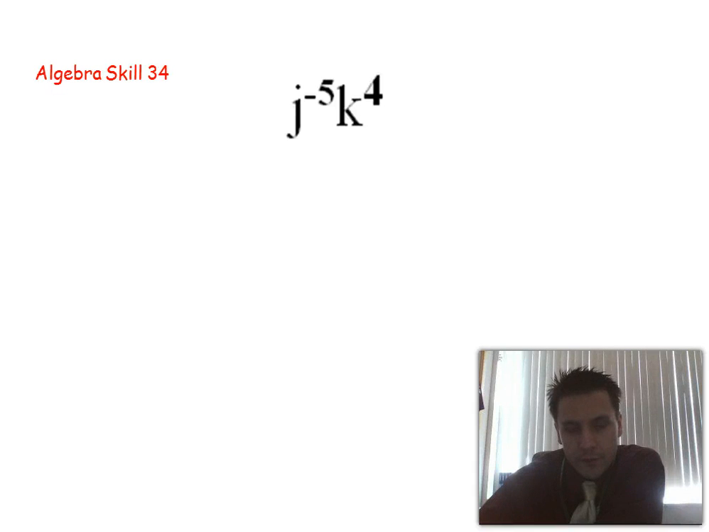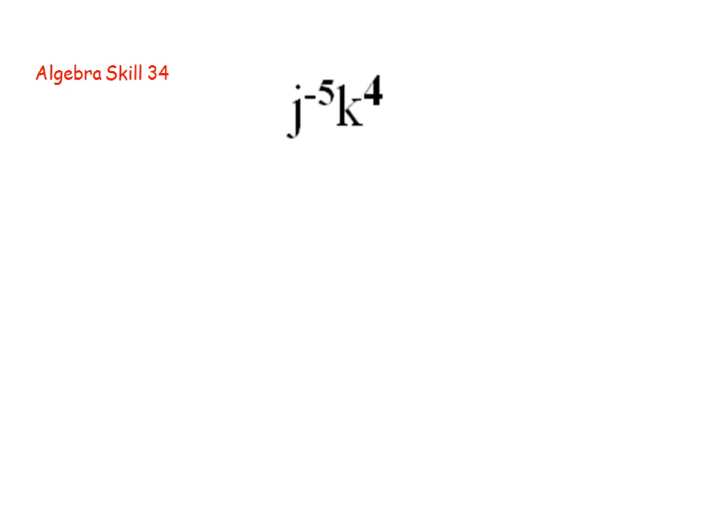All right, a couple more problems from your Chapter 8 practice test. Algebra Skill 34, where we have j to the negative fifth times k to the fourth, and you are asked to write this without negative exponents. When we look at this, we see a negative exponent on the j, so this is a red flag. This needs to go away, and we can't just simply make this 5 positive. We have to obey the rules that we have for exponents.